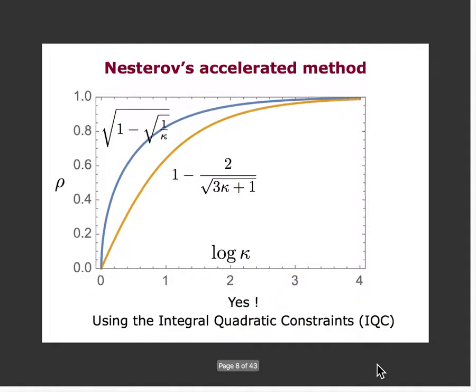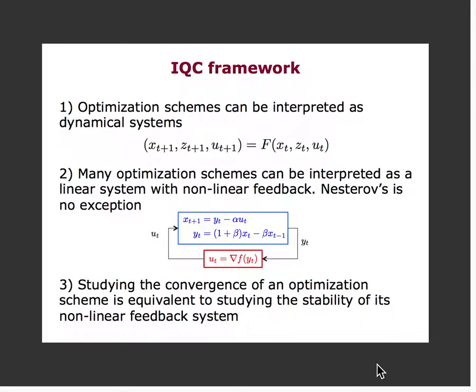Okay. So the way we're going to achieve this is using this theory of integral quadratic constraints. Okay, and how does this work? These optimization schemes can be seen as a dynamical system. There are iterates that are evolving as a function of the previous iterate. In particular, this scheme is a first order scheme, so the iterates at time t plus 1 are some function of the iterates at time t.